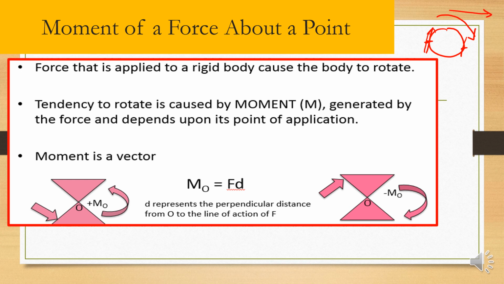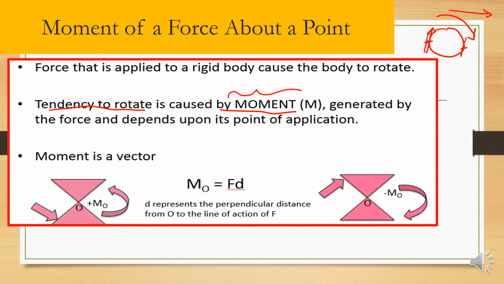Okay, so when rotation happens due to the force applied to a rigid body, that is what we call a moment. If you can see from the definition here, the tendency to rotate is caused by a moment. Whatever object, when we apply a force and it has a tendency to rotate, the tendency to rotate itself is called a moment.